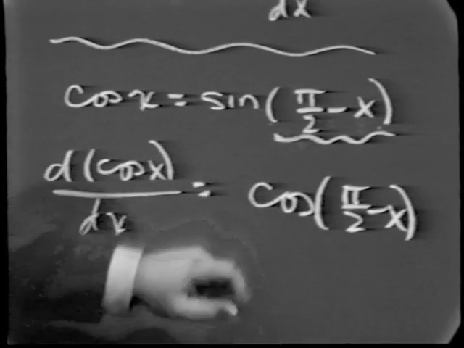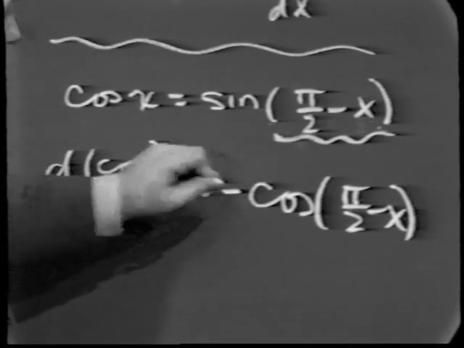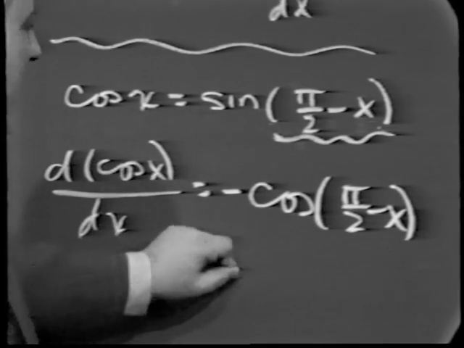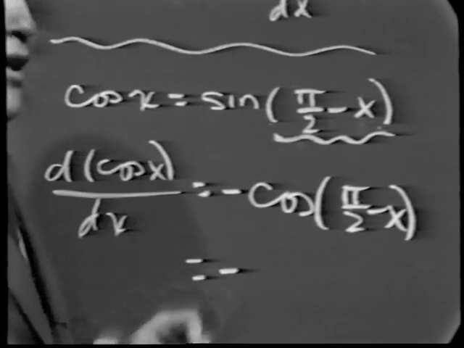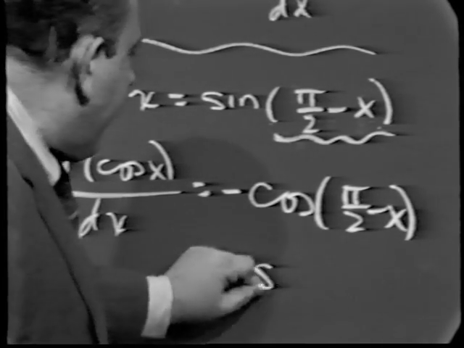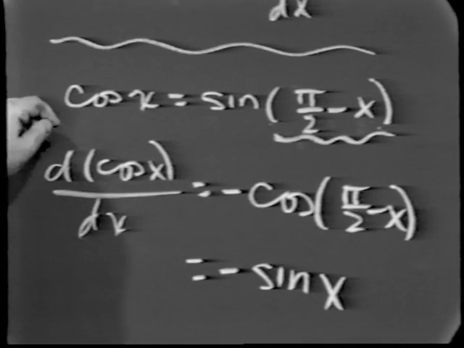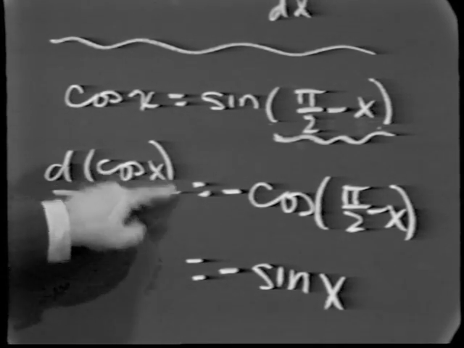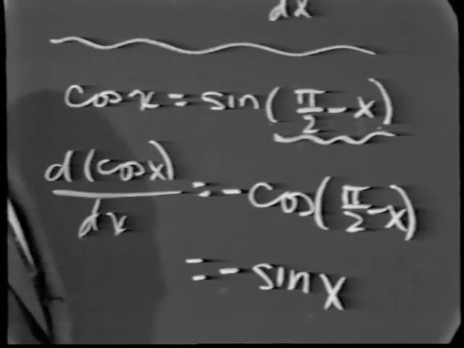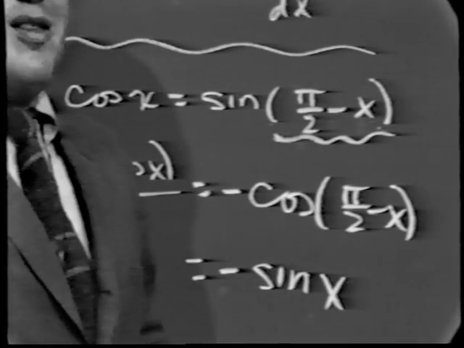Well, pi over 2 is a constant. The derivative of minus x is minus 1. And then, remembering that the cosine of pi over 2 minus x is sine x, I now have the result that the derivative of the cosine is minus the sine. And again, I can do all sorts of things this way.